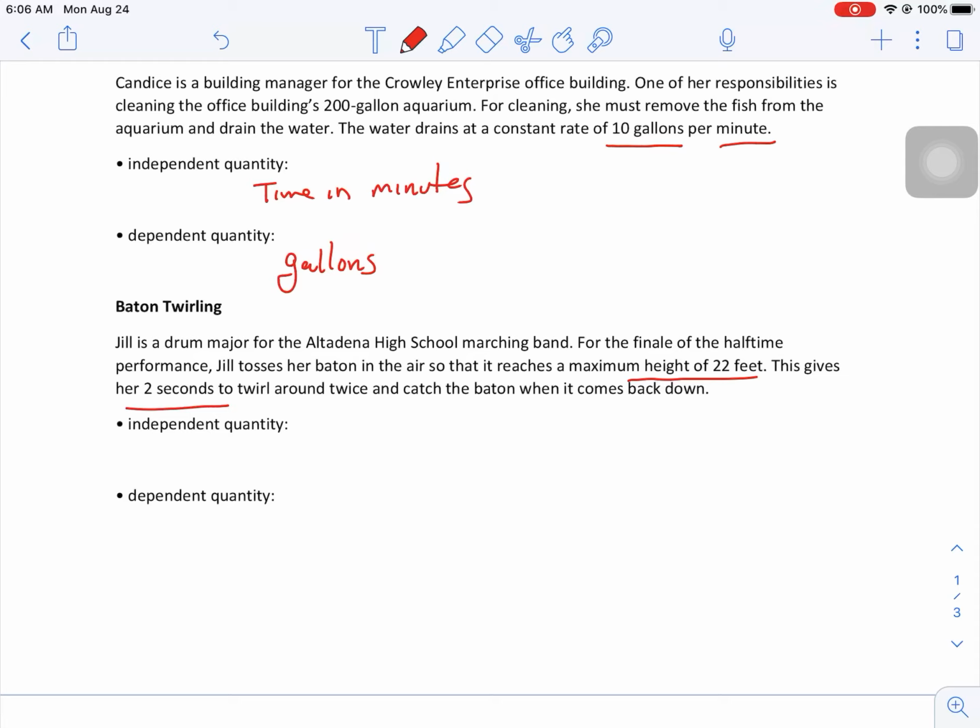All right? So which one is the time? Right, it's the seconds. So it's time in seconds as the independent quantity, and the dependent is the 22 feet. Or we should just say feet.